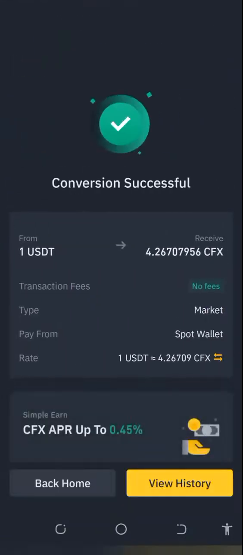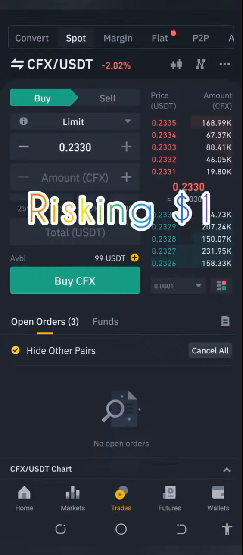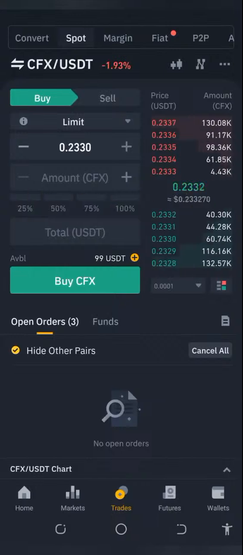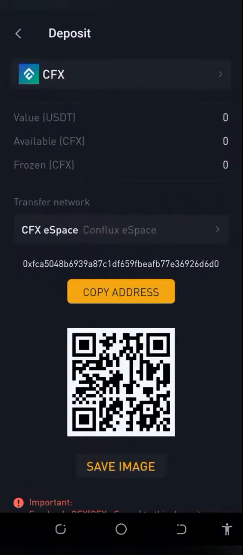So what do we have? We've got 4.26 CFX. Okay. Let's go ahead and do this. We're just risking $1. That's fine. So we have $99 left. Okay. Next off is that we have to go and get the withdrawal address.